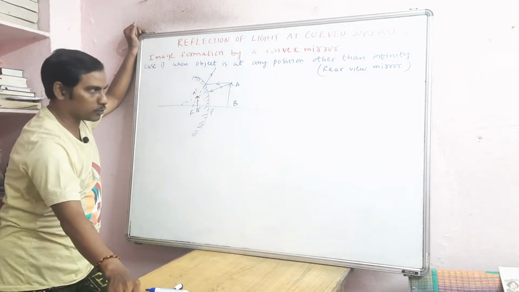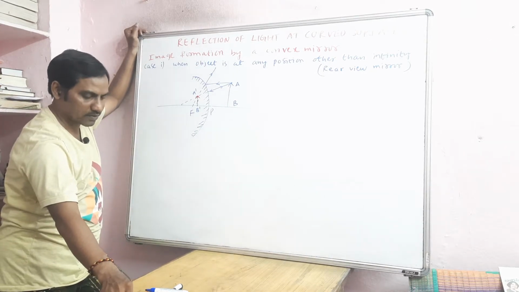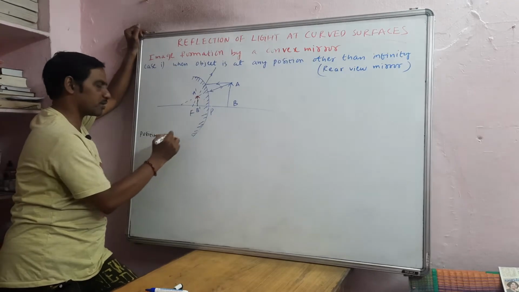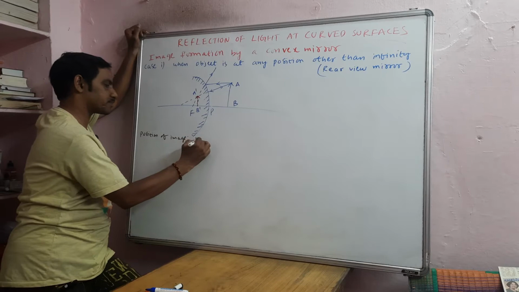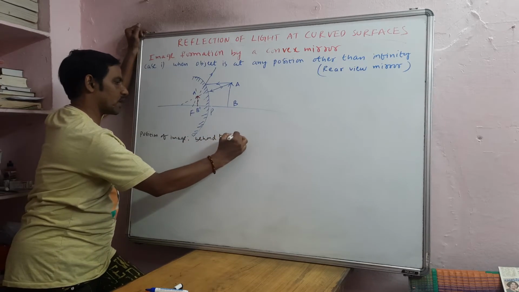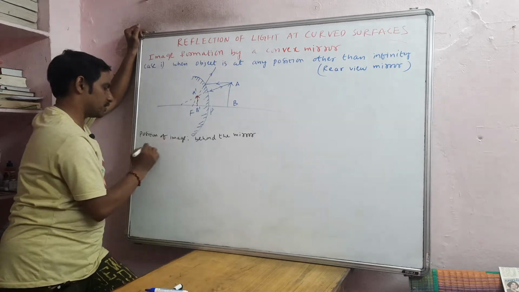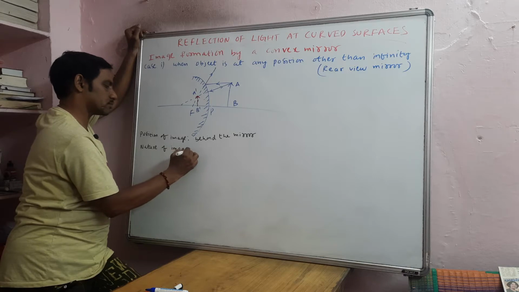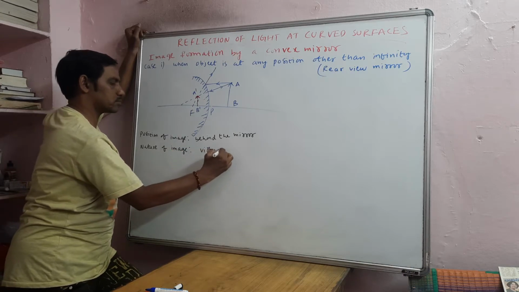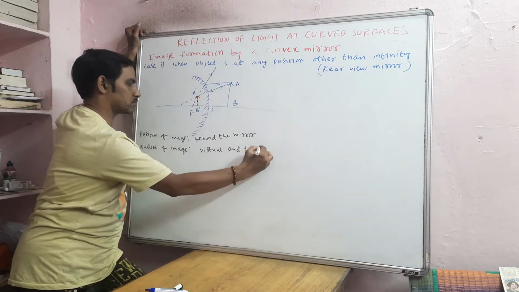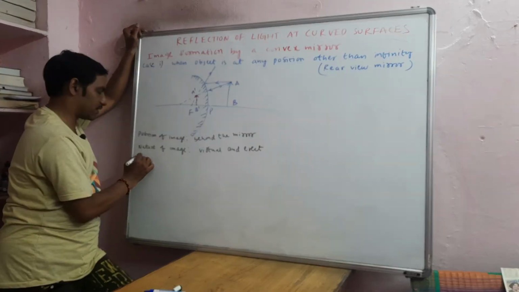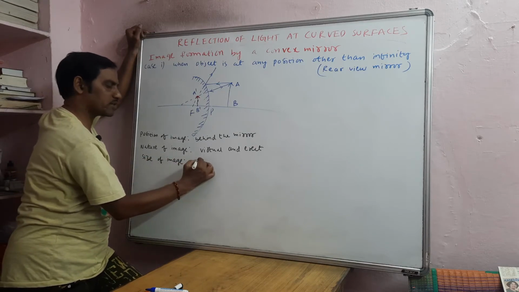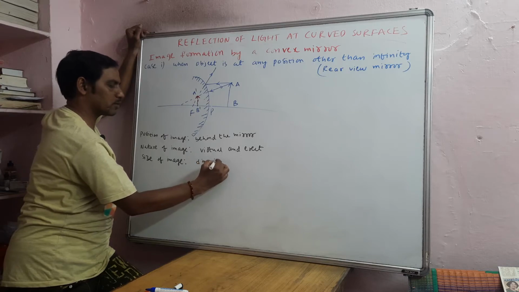Now we will write the position and all. What is the position of the image? The image is formed behind the mirror. And what is the nature of the image? The image will be virtual and erect. And the size is diminished. Okay, you can say diminished. So now we will go to case 2.